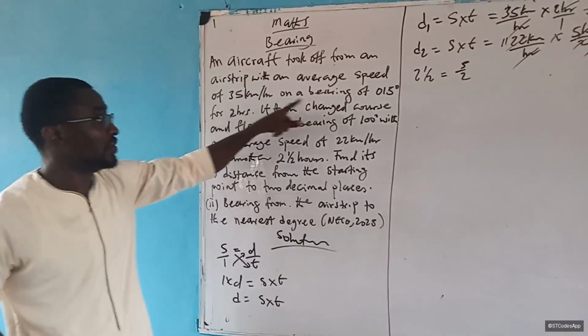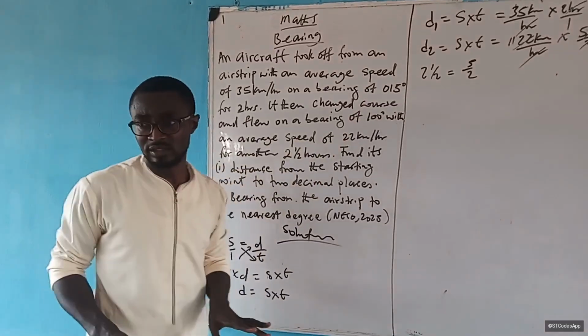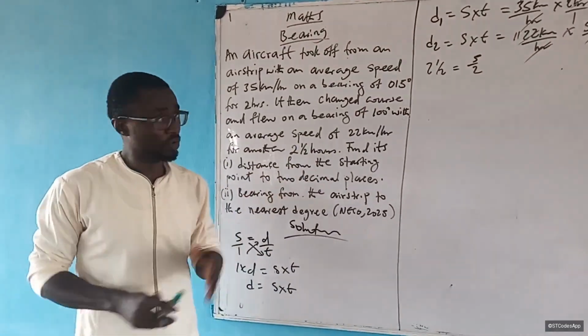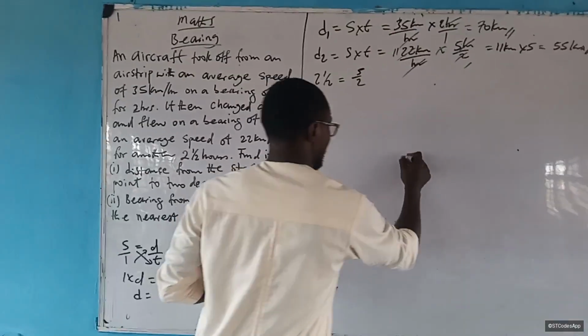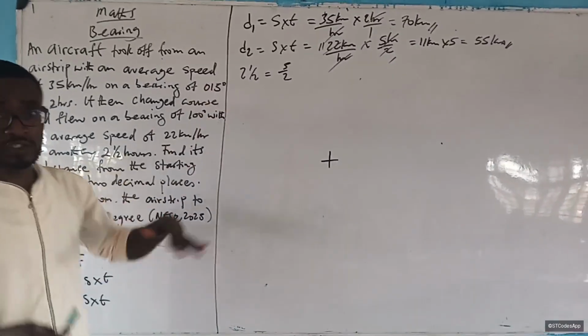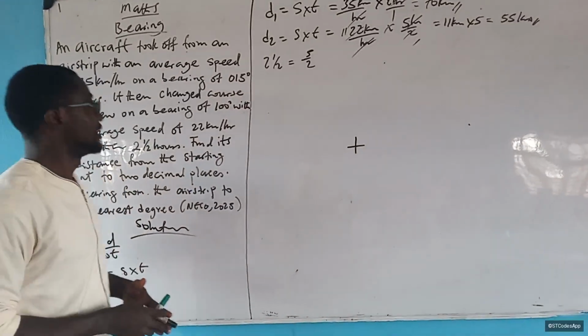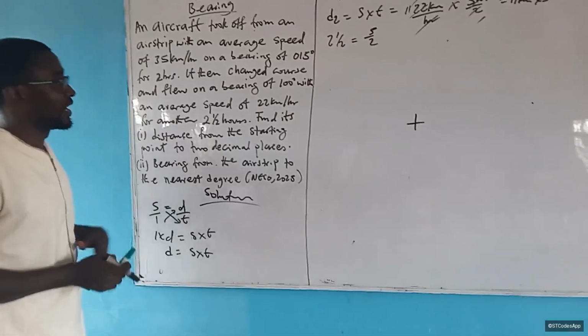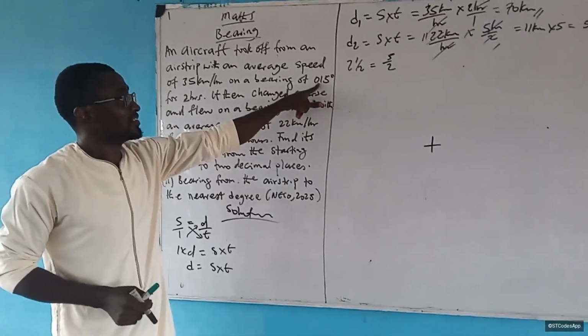35 km per hour on a bearing of 015 degrees. This is a 3-figure bearing. In every bearing that has to do with 3 figures, we always start from the north, true of us. Now, if you take it from that aspect, we are given the bearing of 015 degrees.